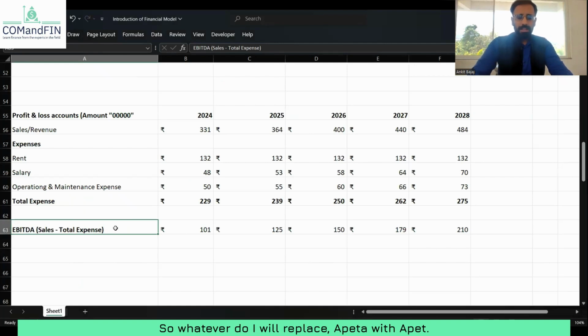So what I will do, I will replace EBITDA with EBIT, right? How we have calculated EBIT here. We have taken sales and we have subtracted total expense from sales. So we are able to calculate the EBIT.